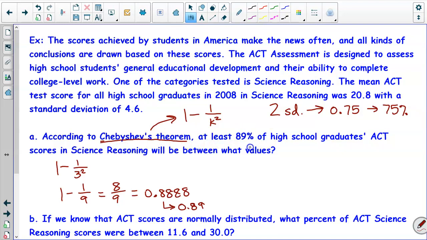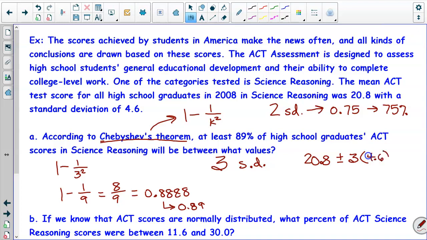So, y'all, what did I just discover? At least 89% will be between what values? Well, how do I figure that out? Do you know how many standard deviations you're using now? How many? 3. So I want to know within 3 standard deviations what values are between it. So what do I literally have to do? I take the mean plus or minus 3 standard deviations. So what can I do? 3 times what?